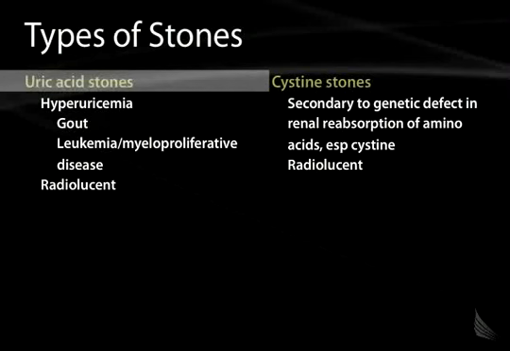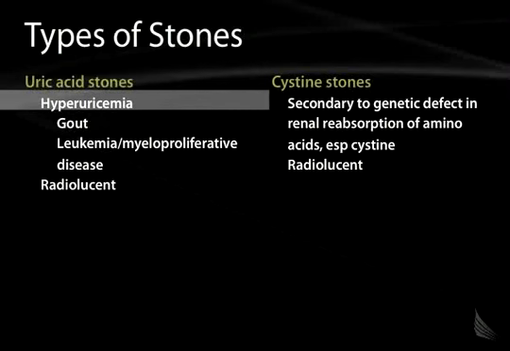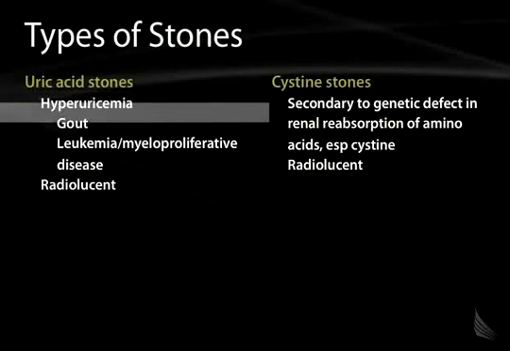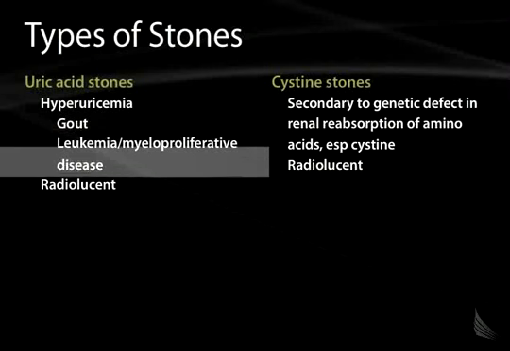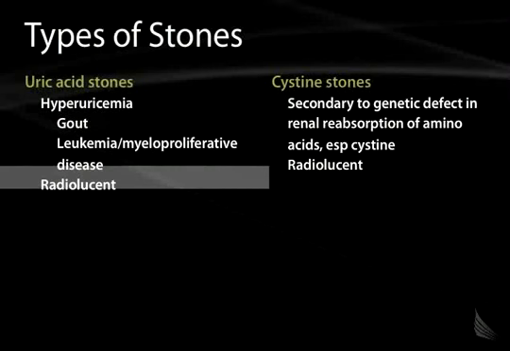Uric acid stones are seen in individuals with hyperuricemia that we already described, people that have hyperuricemic gout, or who have leukemia and myeloproliferative diseases and are treated with chemotherapy. These stones are basically uric acid crystals, which form stones. They're radiolucent, so you can't detect them on X-ray.